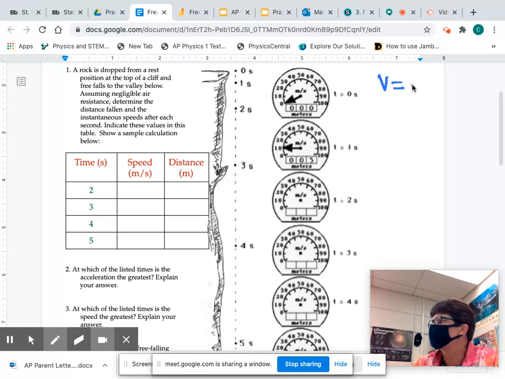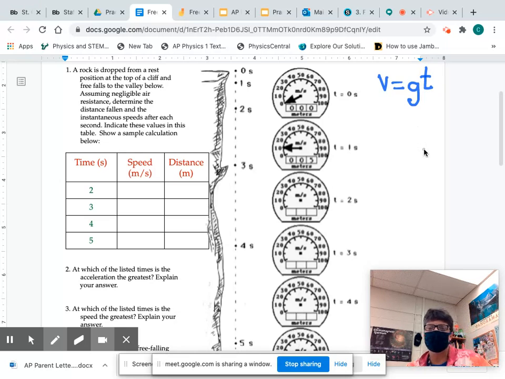V equals velocity. And what do we have to do to get the velocity? We have to take gravitational acceleration and multiply by the time.